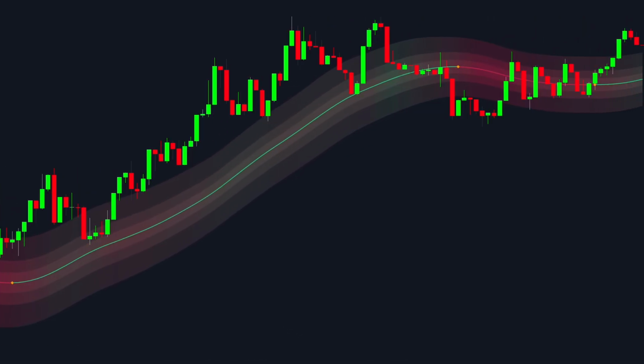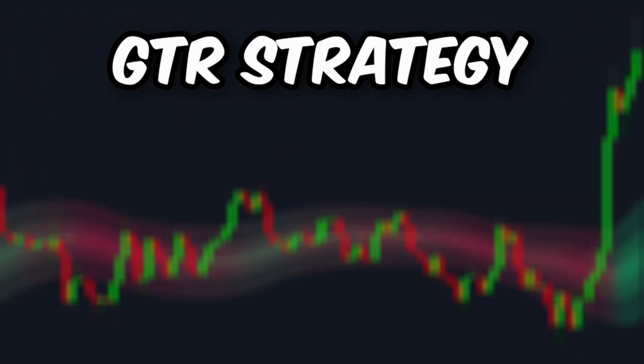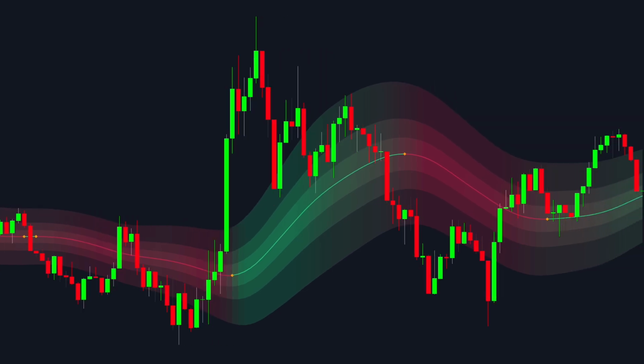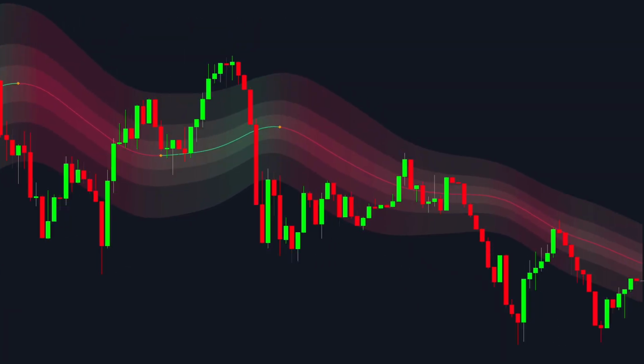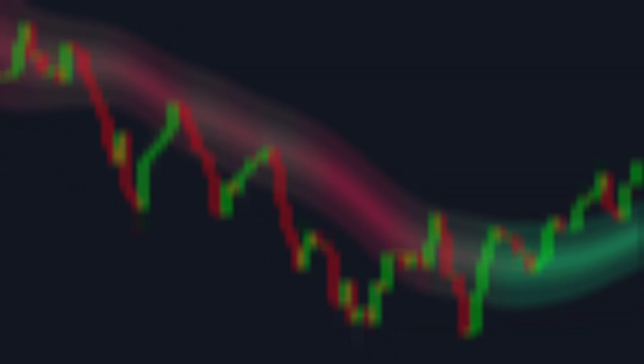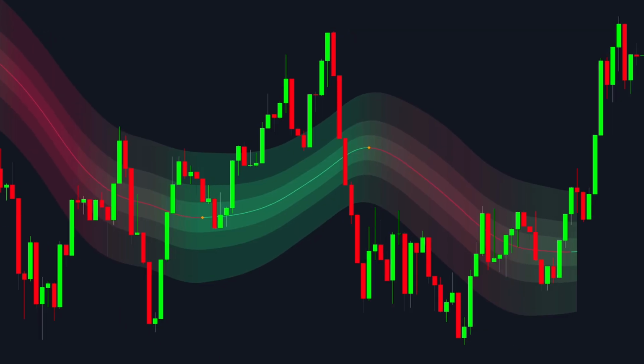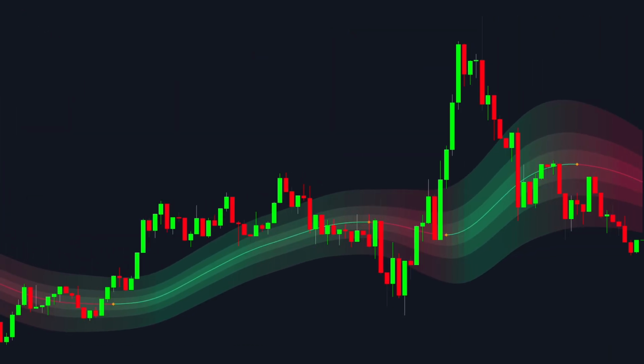Here's how it works. I call this the GTR strategy. It's ridiculously effective at catching trend shifts early, and it follows a 3-step process. Step 1, wait for the gradient cloud to shift. The first thing I always look for is a color shift in the gradient cloud.